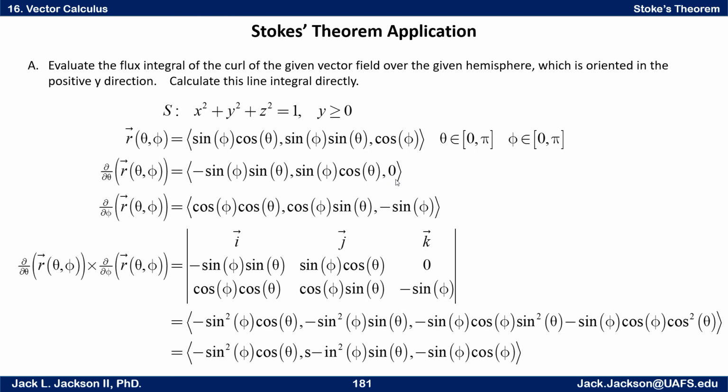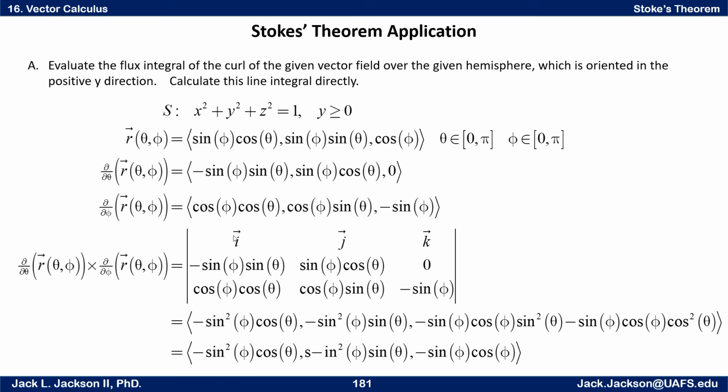Now we do the derivative with respect to phi. The derivative of sine phi is cosine phi, so it's cosine phi cosine theta. The next term would be cosine phi sine theta, and the last one is minus sine of phi. Then we're going to do the cross product of these two vectors, and that's worked out here.